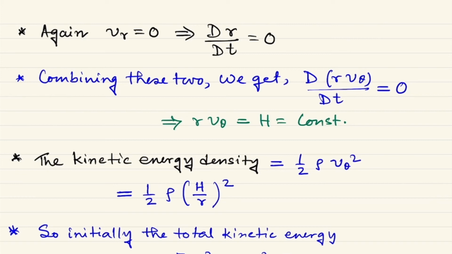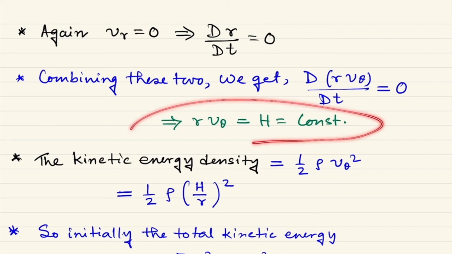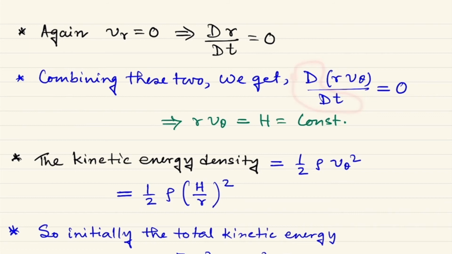So for a particle, not only v theta, not only r, but r times v theta is also constant in time. And this is nothing but the angular momentum per unit mass. We call this h, and this is a constant along the trajectory of a fluid element. So this is a Lagrangian invariant because we are now talking in terms of the Lagrangian derivatives.